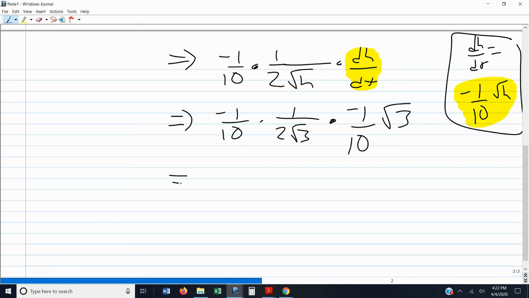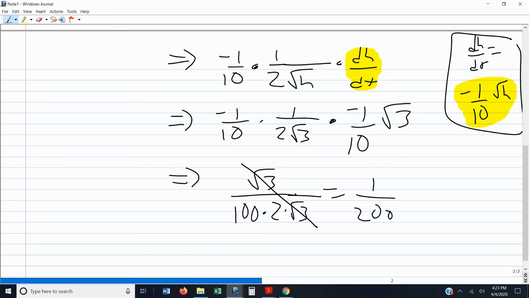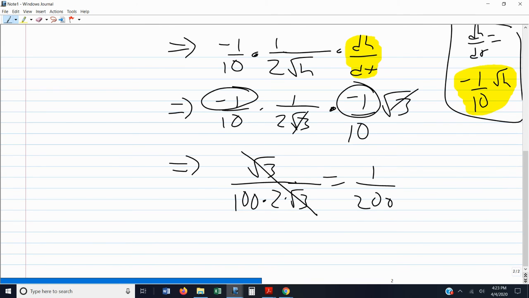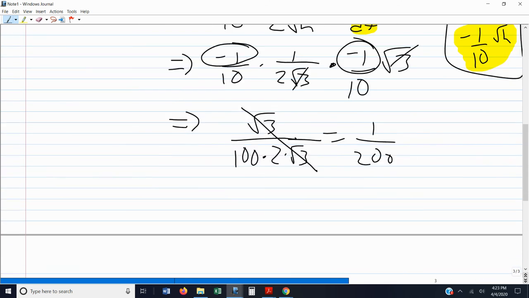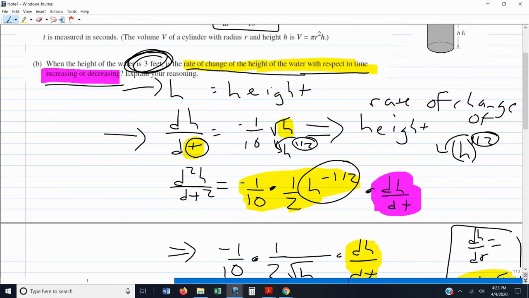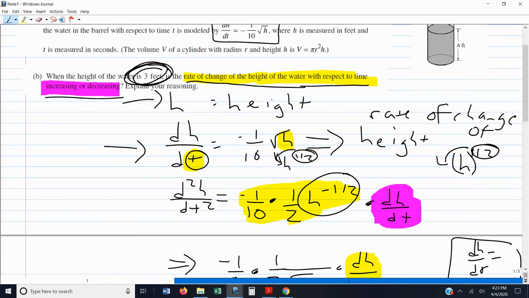You could stop here if you want, but what you really need to recognize is that this is going to be a positive number. You can do whatever kind of simplifying you want, but basically the -1 and the -1 goes to positive. You can cancel these if you want, and then 2 times 10 times 10 is 200. All you need to recognize is that it's positive. So when you take the second derivative and we get that positive number, 1 over 200, or however you wanted to simplify it, the fact that the second derivative is positive tells us the rate of change of the height of the water with respect to time is increasing because it's positive.